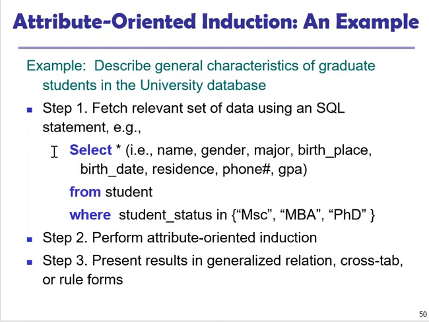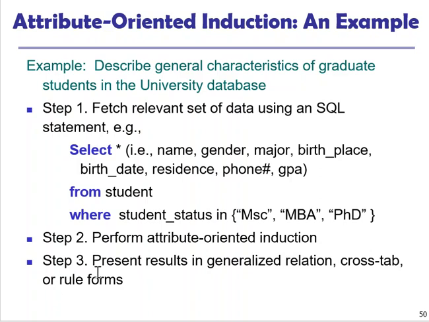So that's step one. We gathered useful information. This information is most likely going to be represented in a large table. Step two, the algorithm starts to perform attribute-oriented induction. This is the step where the attributes become generalized. In the next slides, we're going to look at those generalization steps.